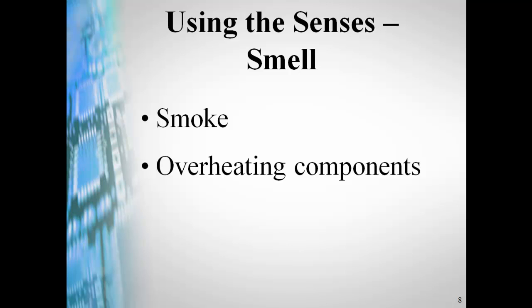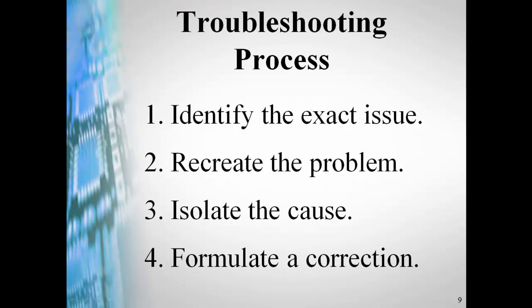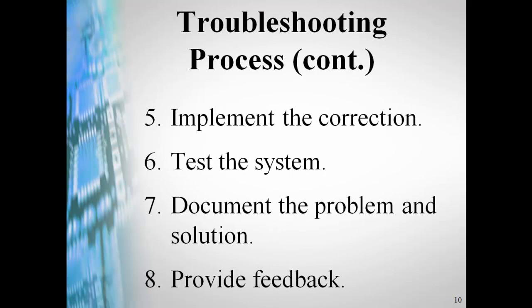Now let's look at a systematic procedure to put your senses to work. There is a time-tested approach to troubleshooting that has proven quite effective in helping to find and repair computer and network problems. It is an 8-step process that goes something like this. First, identify the exact issue. Second, recreate the problem. Third, isolate the cause. Fourth, formulate a correction. Fifth, implement the correction. Sixth, test the system. Seventh, document the problem and the solution. And finally, eighth, provide feedback. Let's look at each of these 8 steps in more detail.